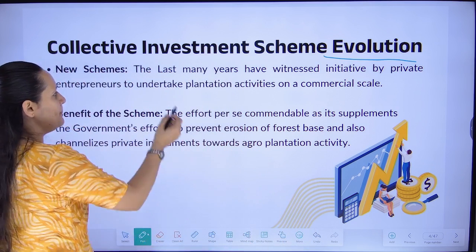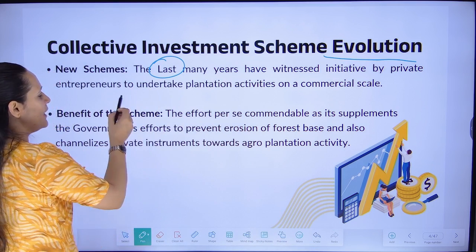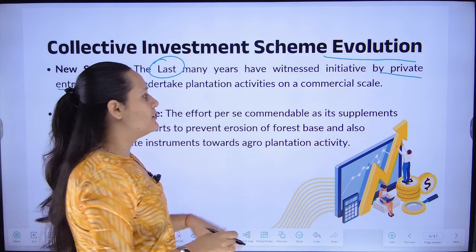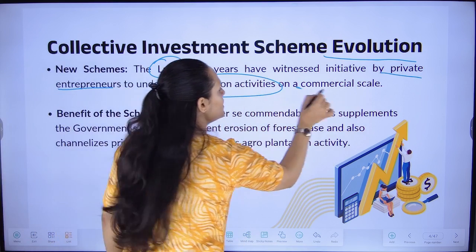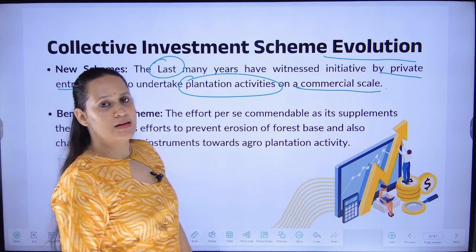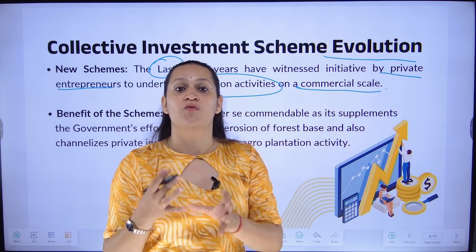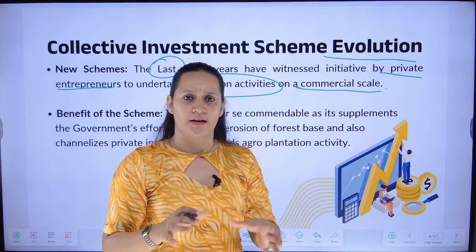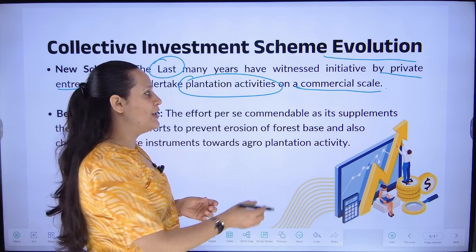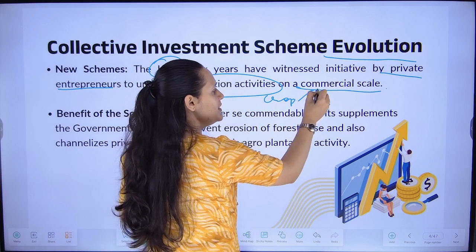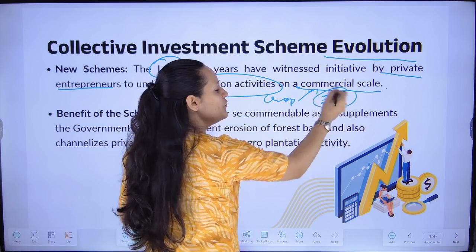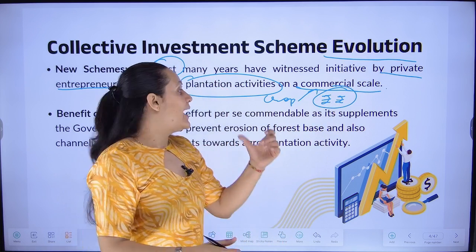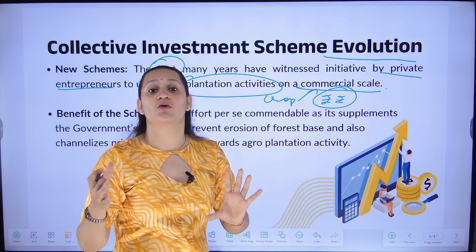So such schemes were planned, and a lot of schemes by private entrepreneurs were launched. Primarily it started with plantation activities on a commercial scale. What does that mean? It means they are going to grow some kind of commercial crop like coffee, tea, teakwood, sandalwood, anything that has huge commercial value, any crop that is commercial in nature, which is going to give you a lot of returns. When the season comes and the crop is harvested, at that point in time it is going to fetch you a lot of value.